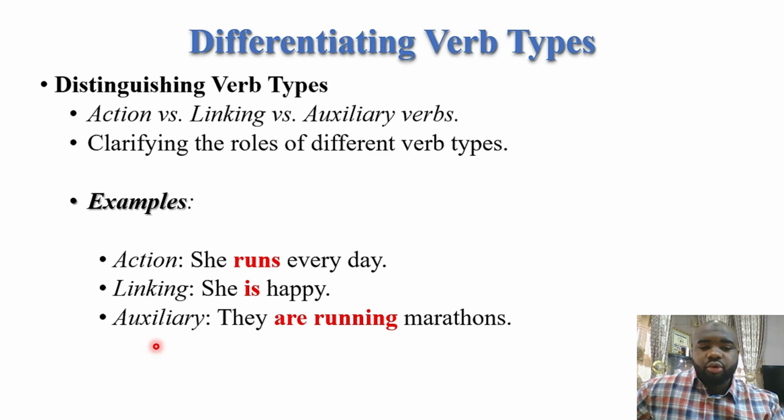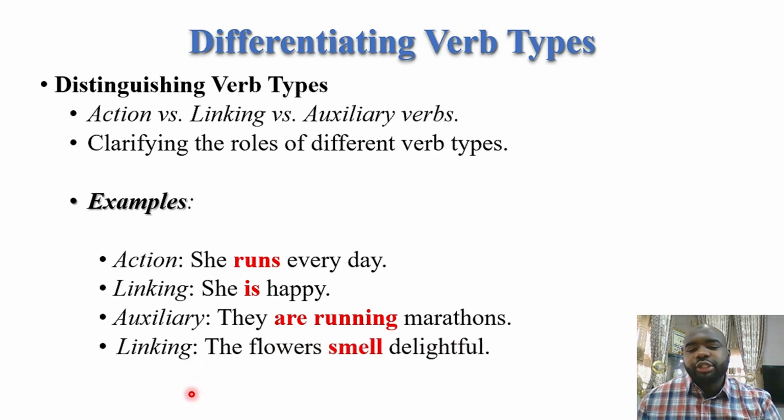Auxiliary verb, all right? They are running marathons. Now, you see, here we have are and we have running. So are here is helping, it's adding much more meaning to the verb running, showing that it's an activity happening at the moment of the speaking. They are running marathons at this particular moment. They are running. Good. Auxiliary.